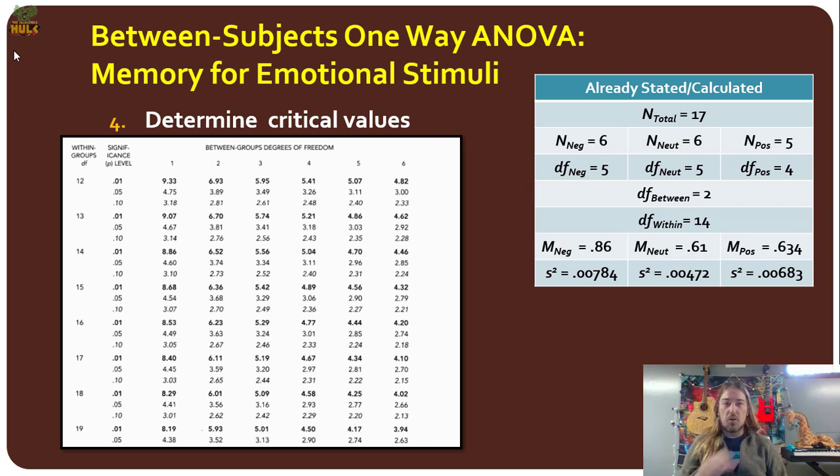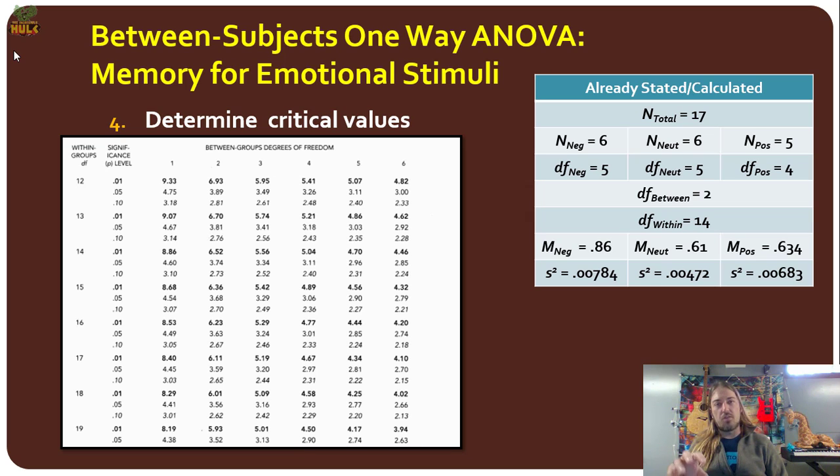All right, so again, our table of already stated calculated values, in this case because step 4 is to determine critical values, and we need for our ANOVA table, our F ratio table, the between groups degrees of freedom and the within groups degrees of freedom. So this is the table that I've posted online. You can see it's highly similar to the one that's in the back of the book.